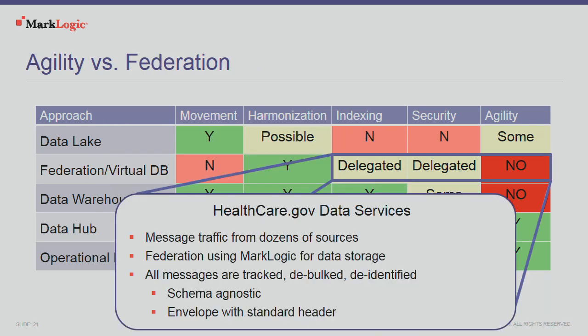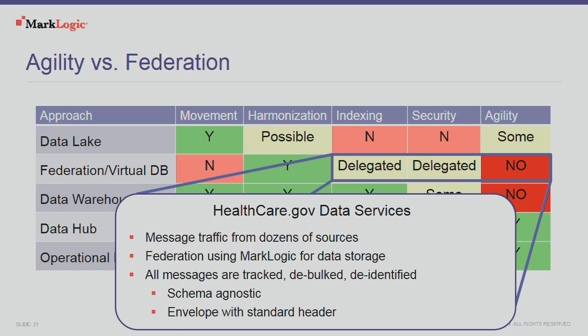Okay, another one is the federation approach versus the MarkLogic or any really operational data hub pattern in terms of the agility. So I was on the healthcare.gov project for a couple years, and many of us, if you see somebody with a MarkLogic tag on their shirt, there's a good chance they were on the healthcare.gov for at least a while because it was such an intense project. And the more successful side that people don't hear about that much is the data services hub.